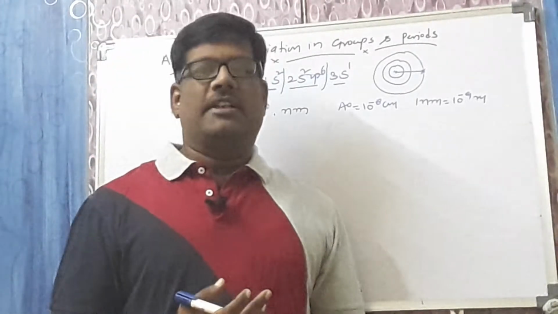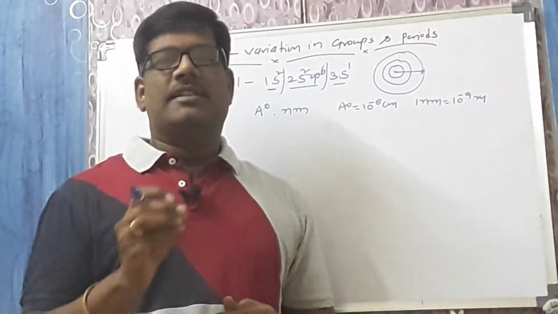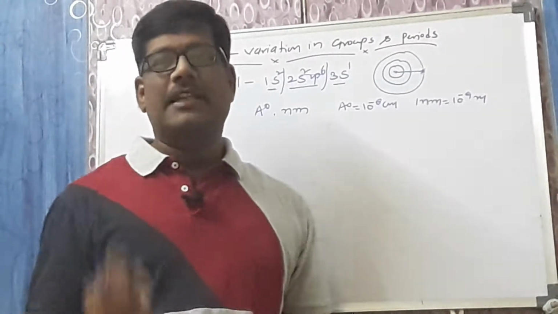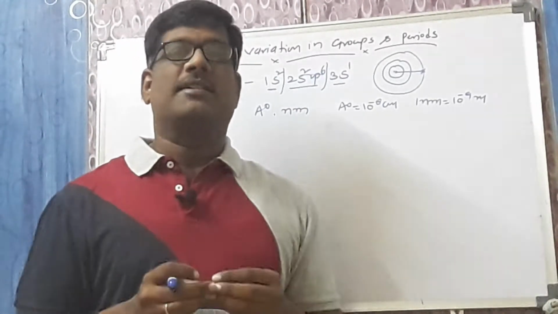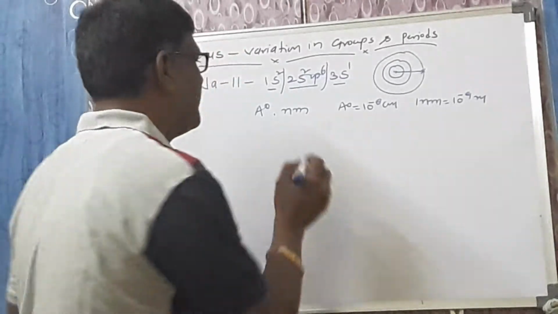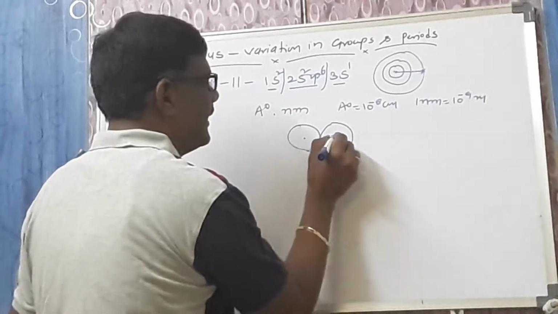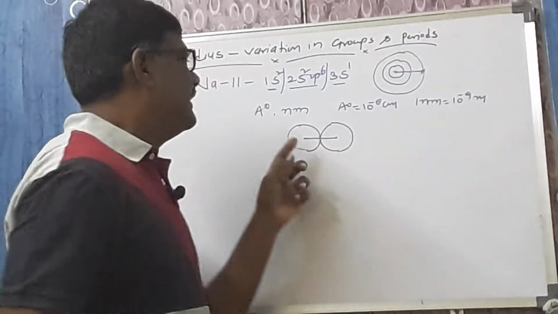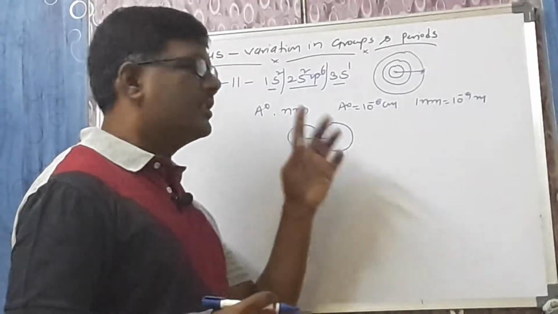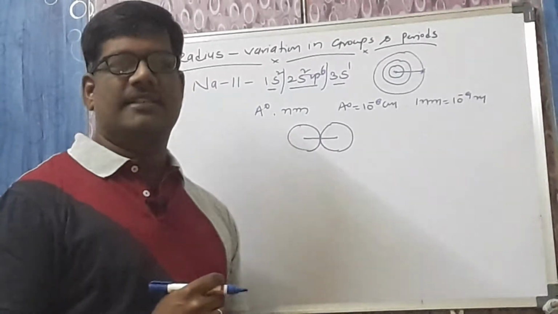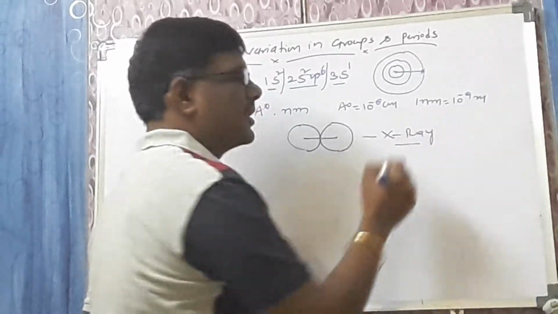How to calculate atomic radius? What is the distance from here to here? How to calculate this? The atomic radius cannot be calculated directly. It can be calculated indirectly by taking two atoms that are in contact with each other. Now I am taking two atoms like this, contacting each other. Then it is very easy to calculate the internuclear distance. What is the internuclear distance? The distance between one nucleus and another nucleus is called the internuclear distance, and it can be calculated by using the X-ray diffraction method.